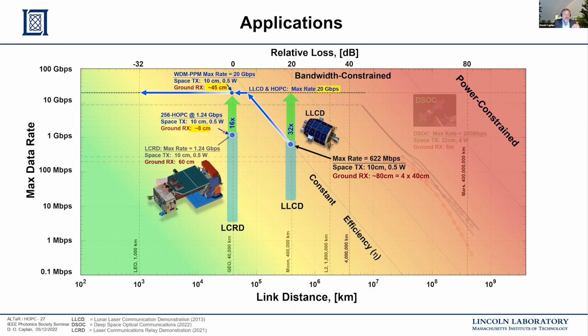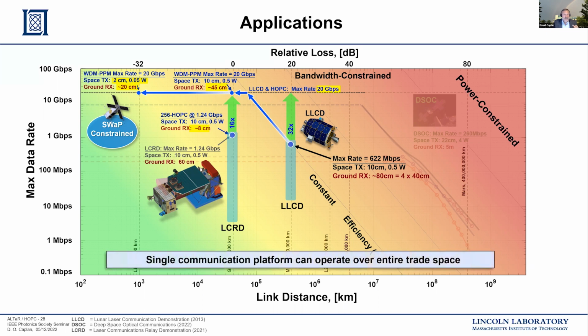And lastly, going even closer to home in low Earth orbiting platforms, we could take that extra margin, we could shrink our space terminal down to a couple centimeters and 50 milliwatts. We could shrink our ground terminal down to 20 centimeters and still support 20 gigabit per second class data rates. But now we're using a space payload that's more commensurate with these SWaP-constrained applications. And so the important takeaway here is that now we're envisioning a single transmitter and receiver communication platform that can operate efficiently over a really broad trade space.